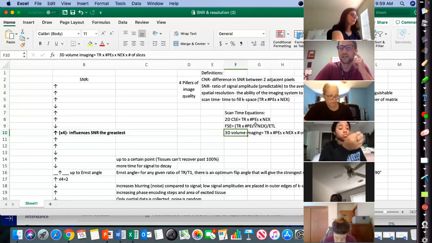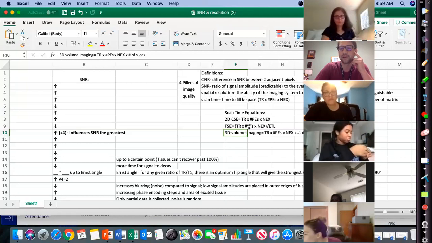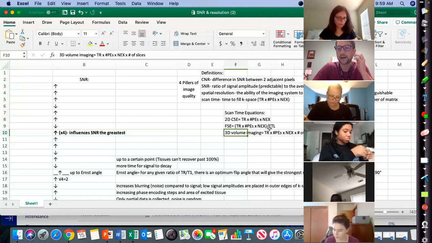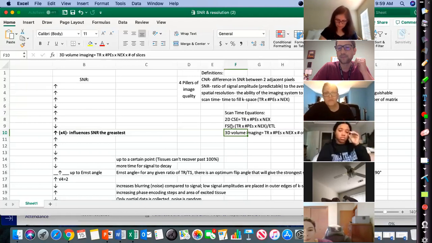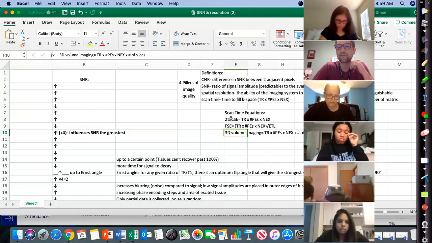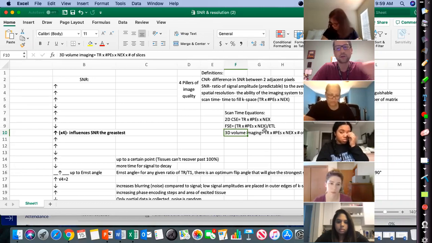So our equation is the original TR times number of phase encoding steps times NEX, all divided by your echo train length. So fast spin echoes typically are a lot faster than your conventional spin echoes because you divide it by your echo train length. So whatever that number is, if it's 8, 12, it's going to reduce your scan time by that number.